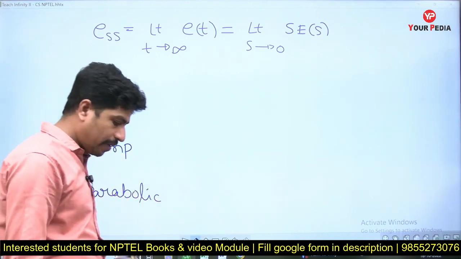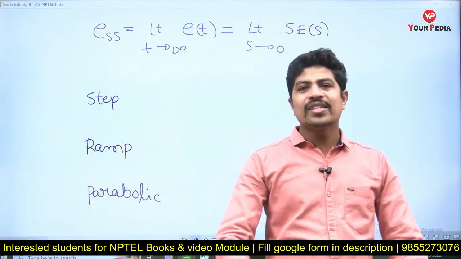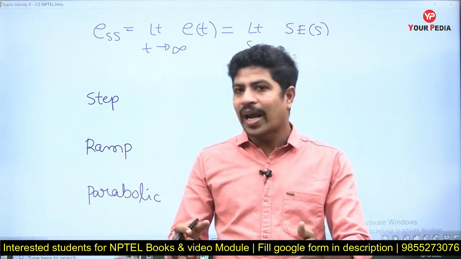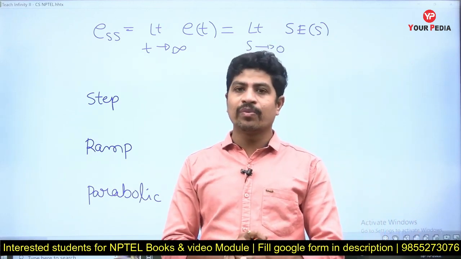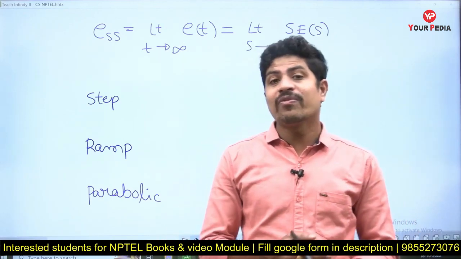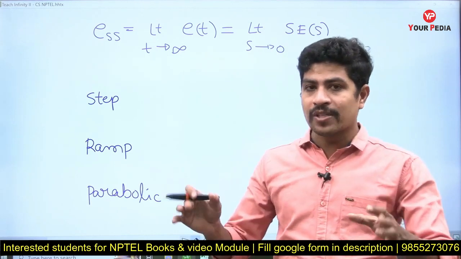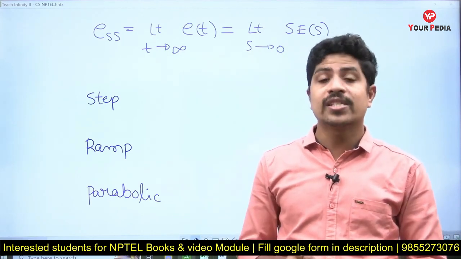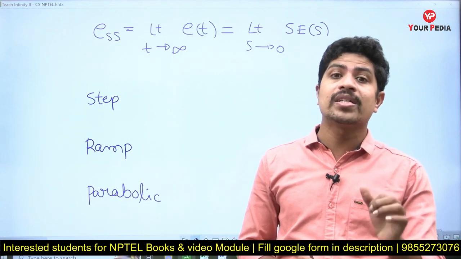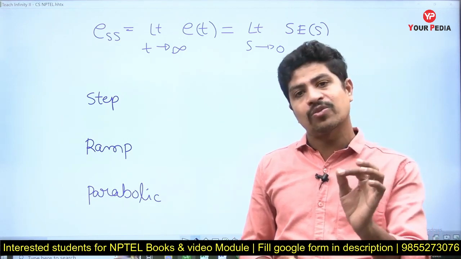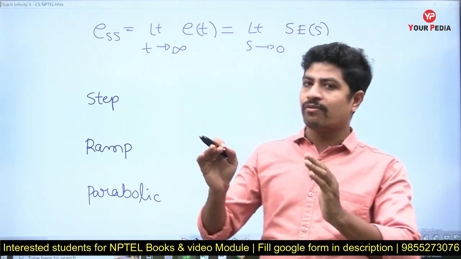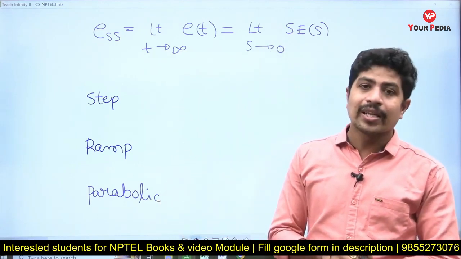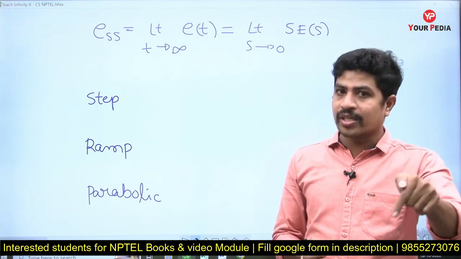These are the three inputs we have. There is a relationship between input and type of the system. We know that. There is a very good relationship between input and type of a system. Type of a system is defined only for open loop transfer functions, and type of the system is the number of poles which are present at the origin of an open loop transfer function. Type is defined only from open loop transfer function. What is type? The number of poles which are present at the origin.